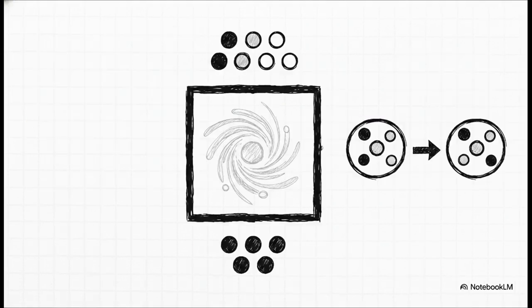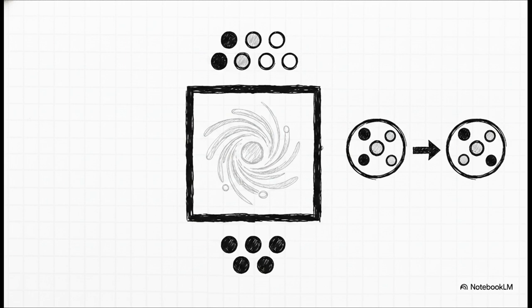When you look at any element on the periodic table, you're looking at atomic math. The bottom number is the atomic number, which is just the number of protons. And this is absolutely crucial. The number of protons solely defines what the element is. Change the protons, you change the element. The top number is the mass number, the total of protons plus neutrons.